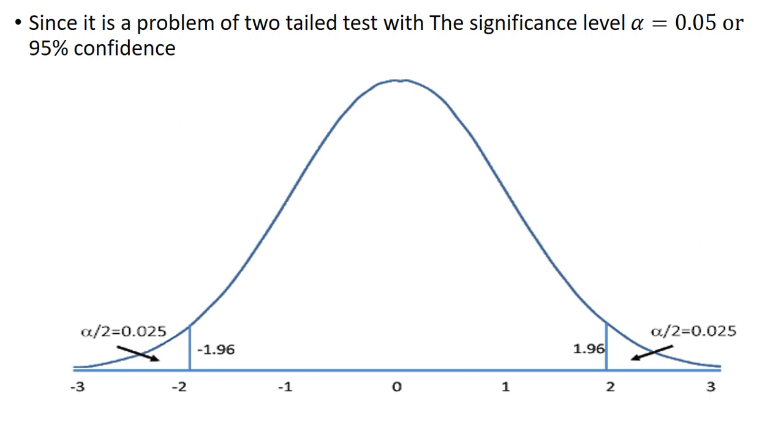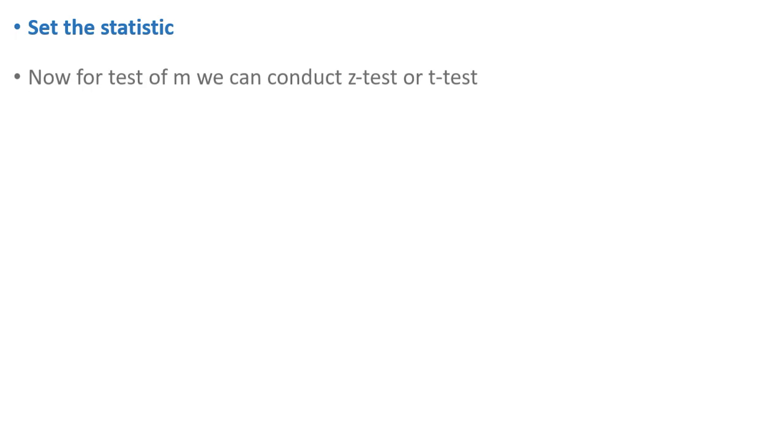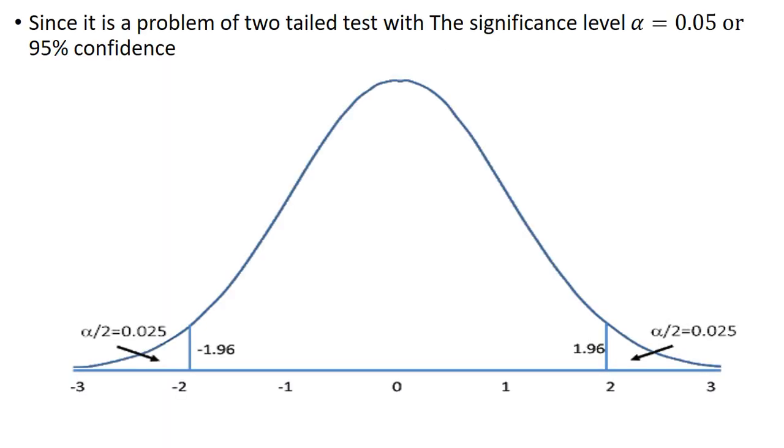So the critical region is given by what? Okay, let me finish. The critical region is given by minus infinity to minus 1.96 union 1.96 to infinity, and the area will be 5% of the total area. That will be your critical region. Okay, next.